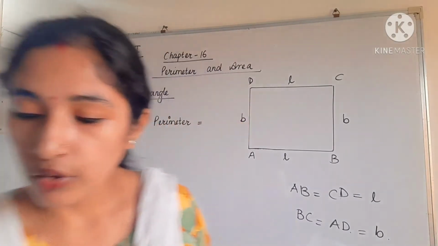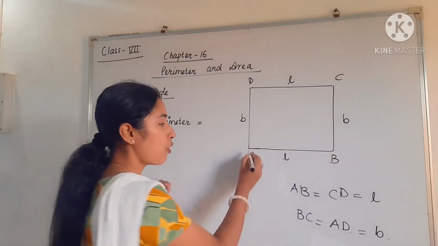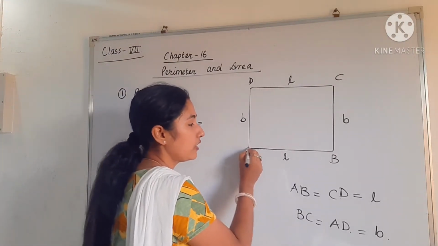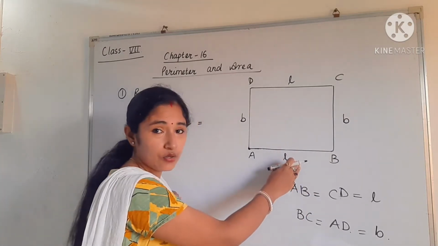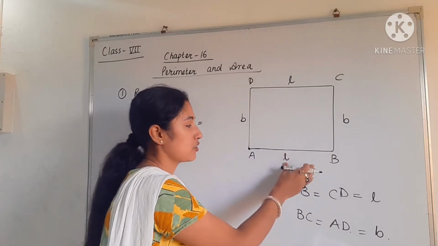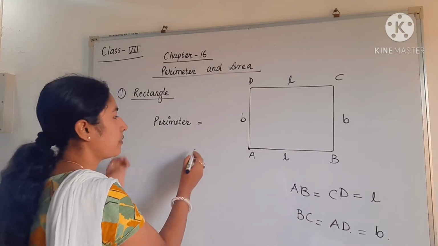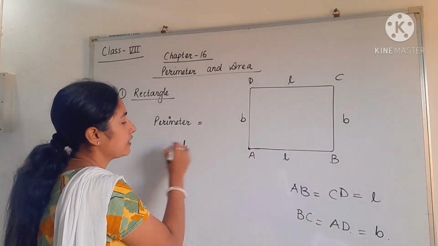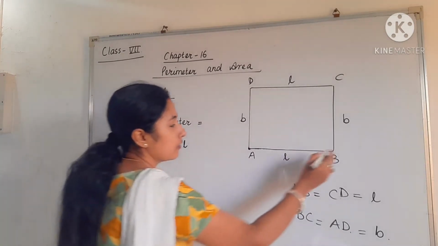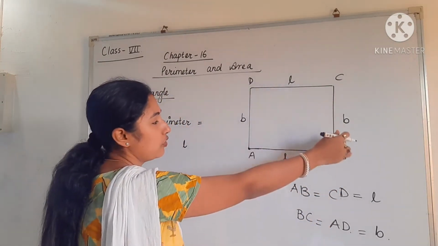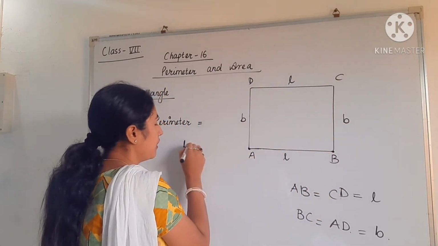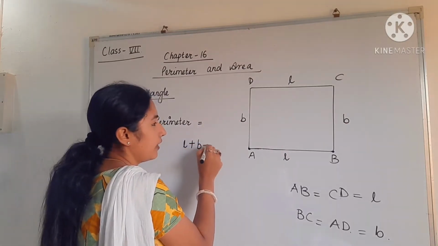Now if I start my journey from point A, then from point A to B, I have to walk L distance. So first of all from A to B, I have to walk L distance. Then after that from B to C, how much distance do I have to walk? B. That means B should be added to L.